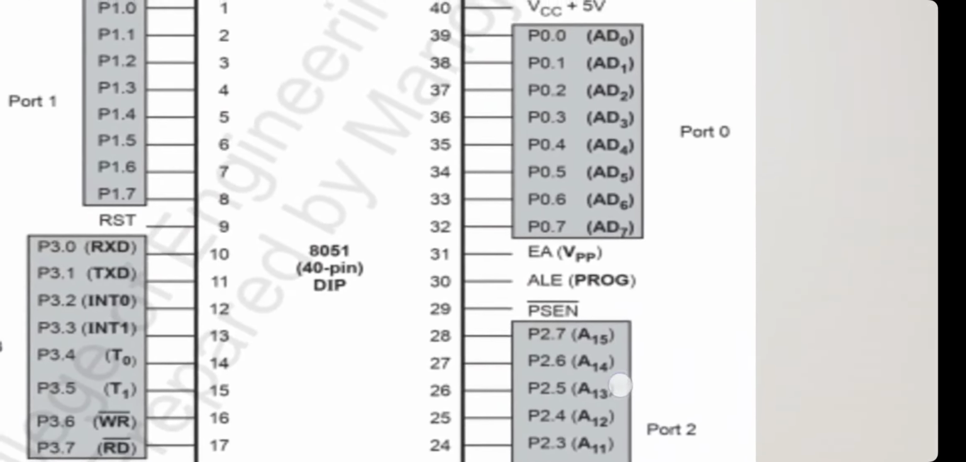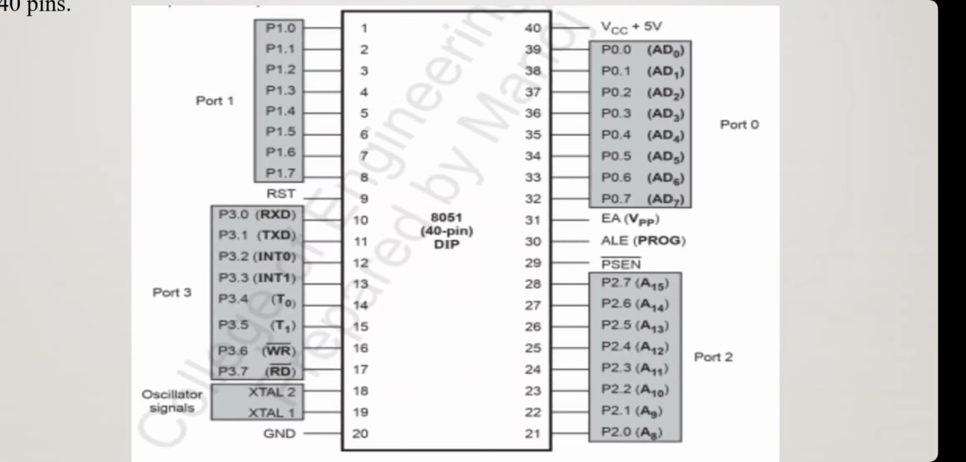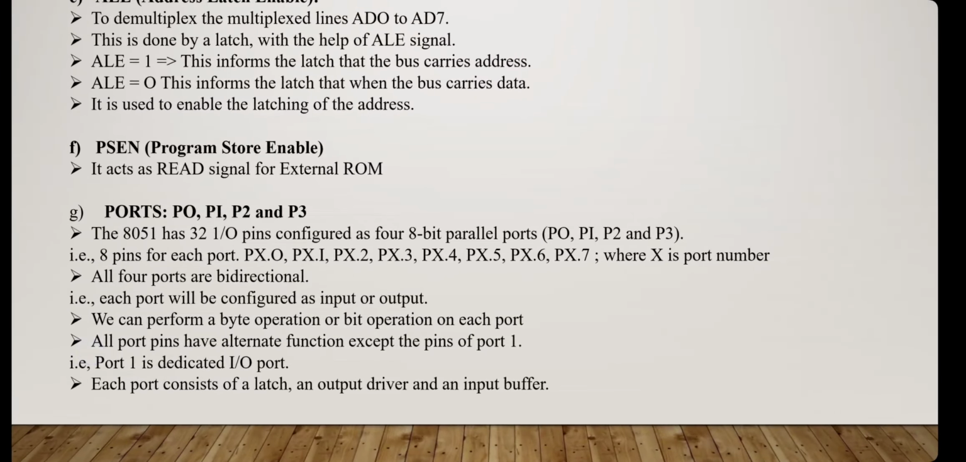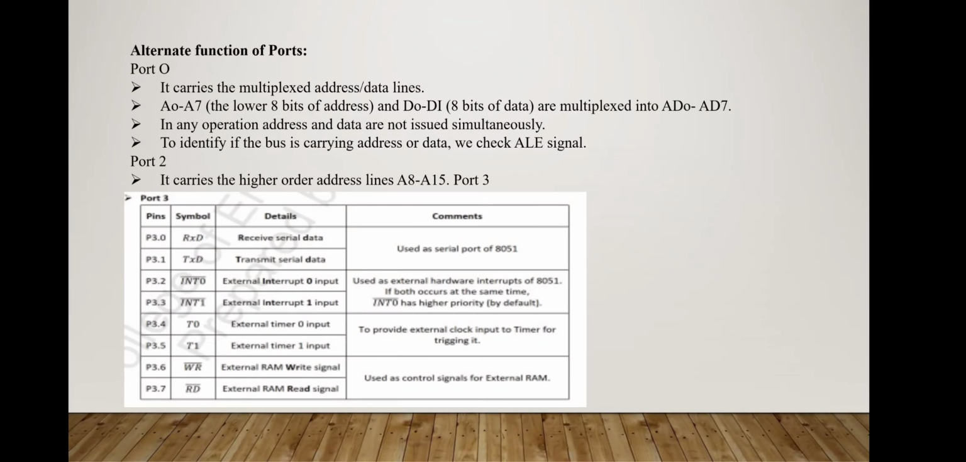But port 0, port 2 and port 3 are used not only for receiving and transmitting data, but also have some alternate functions too. Okay, each port consists of a latch, an output driver and an input buffer. Now we are discussing the alternate functions of the ports. So, port 0, port 2 and port 3 have alternate functions.